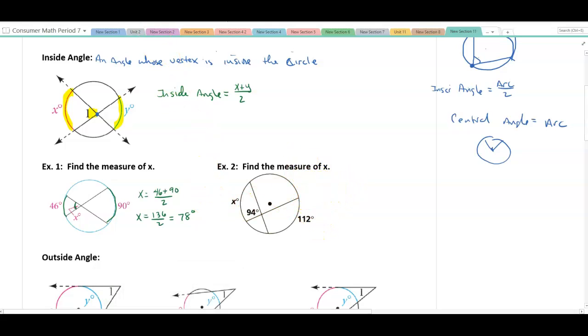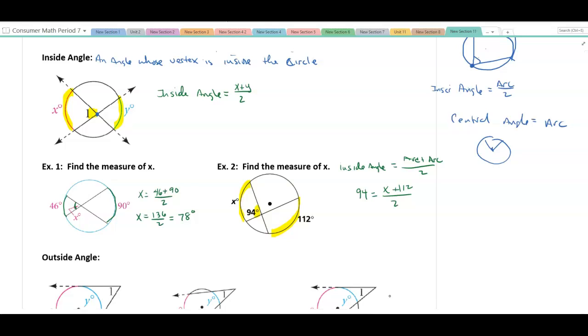Now, here's the thing. When you look at the next example, you're looking for the measure of this arc. You have to recognize that you have the inside angle and you have to measure this other arc. Again, the inside angle is equal to arc plus arc divided by 2. So if I fill this out, the inside angle is 94 degrees equals one arc is x, the other arc is 112. When I add those together and divide by 2, that would give me the measure of the inside angle.